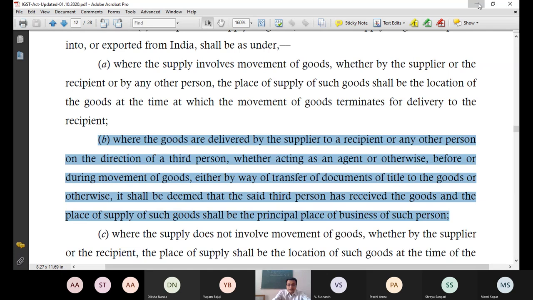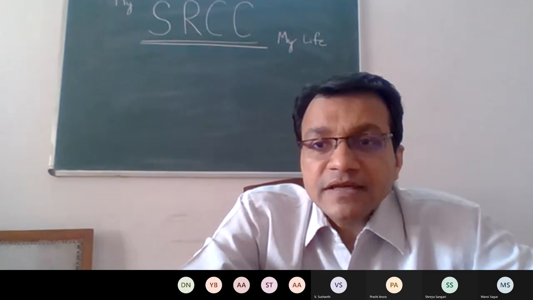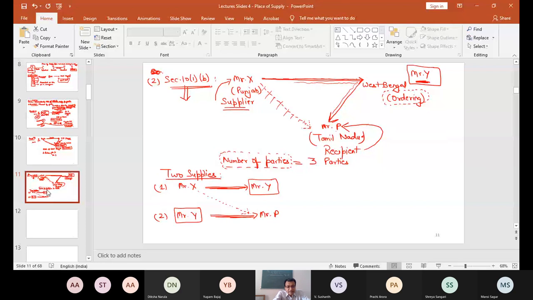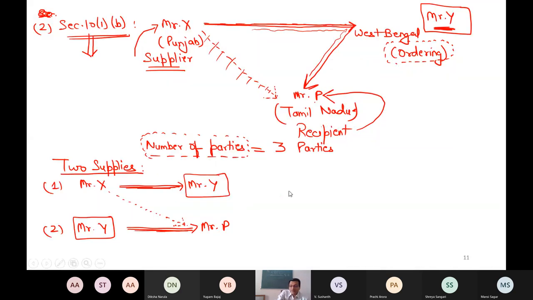So going by the language of the Act, I will say that the place of supply will be determined as per section 10 subsection 1 clause B, and it will tell us that the place of supply in my example will be West Bengal and not Tamil Nadu. Though the goods are delivered at Tamil Nadu, in reality, the person who orders is having the final instruction.